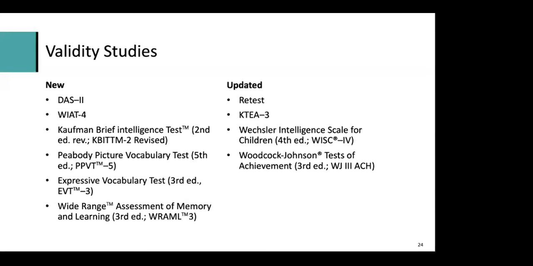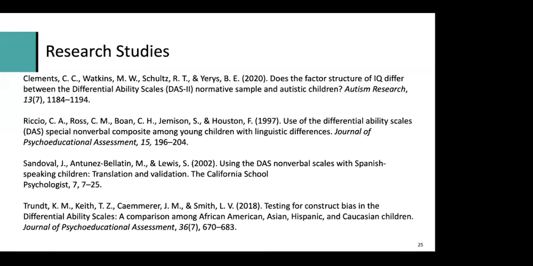Studies were conducted with the DOS2 and USA and the following external measures in non-clinical samples: DOS2, WIAT-4, KBIT2 revised, PPVT5, EVT3, and RAML3. Data were also available from prior studies conducted for the original DOS2 standardization project with 3 other external measures, and those include the KTA3, the WISC-4, and the Woodcock-Johnson Test of Achievement 3rd edition.